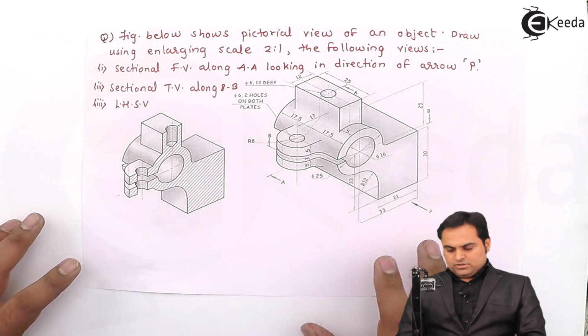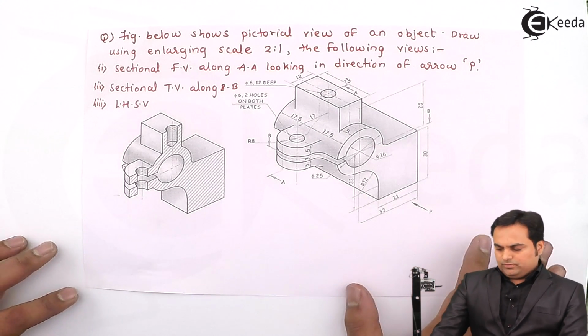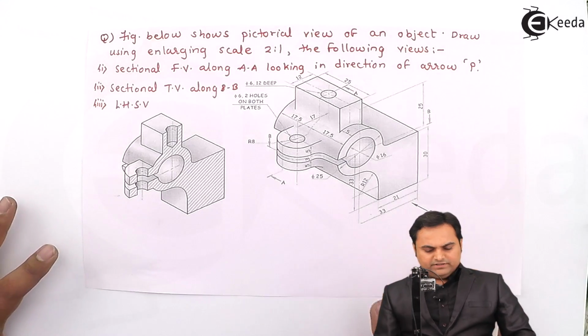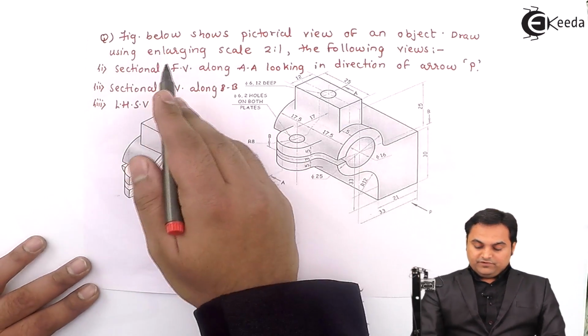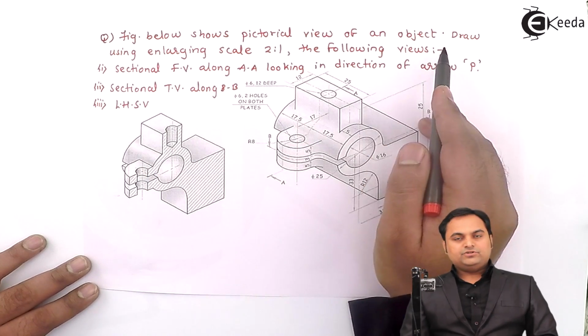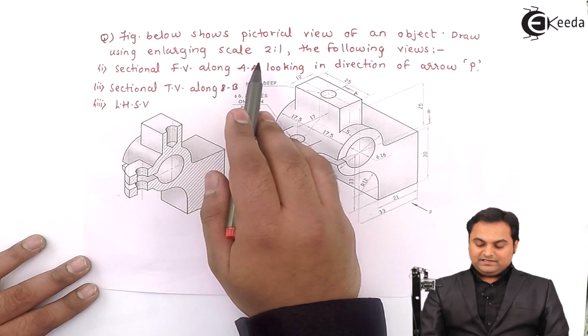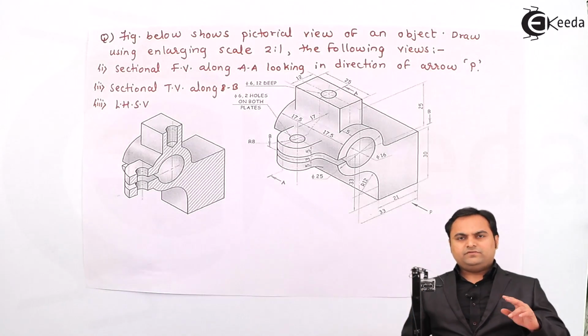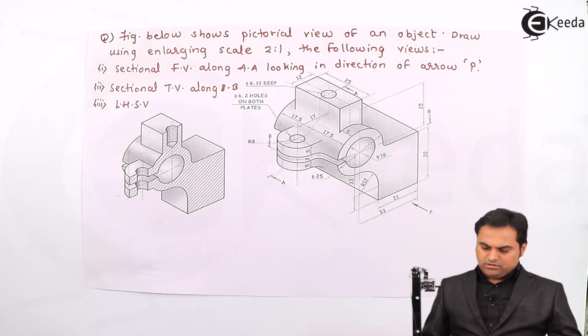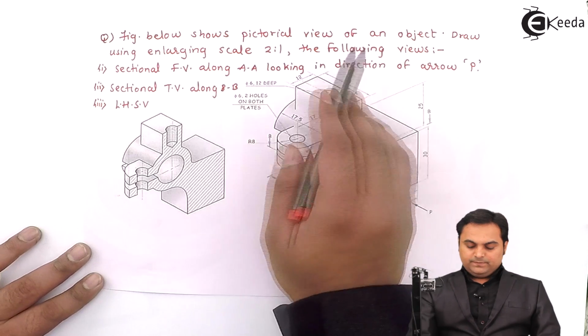Hello friends, here in this video we'll see a problem on sectional orthographic projections. For that, here is the question. It is given that the figure below shows a pictorial view of an object. Draw using enlarging scale, that is 2:1, the following views. It means we have to make the dimensions double because it is 2:1 scale.